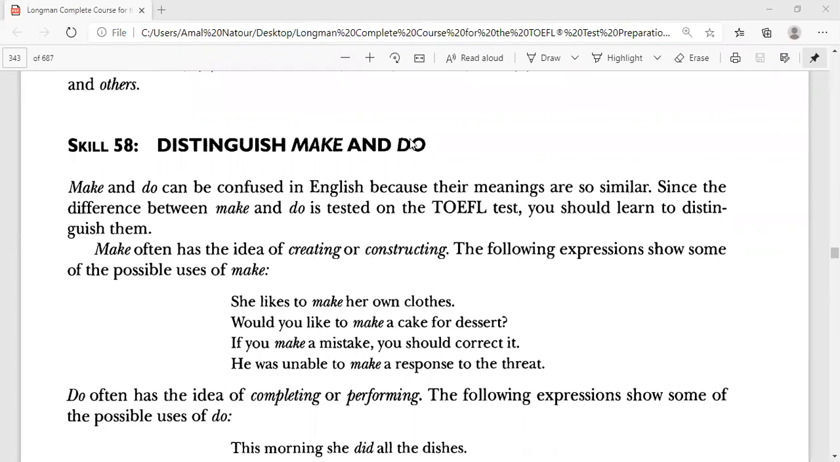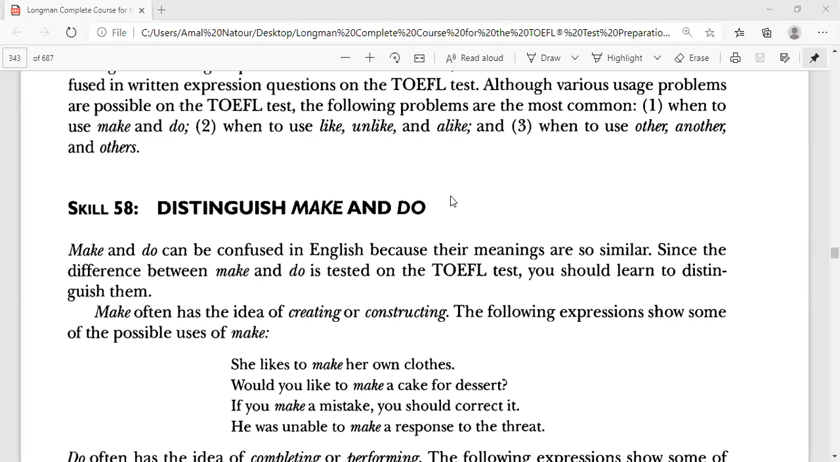But when we're talking about do, it has the idea of performing or completing something. Just doing it without being creative. It doesn't need from you a mental effort. It's just performing it, doing it without using maybe your mind while doing it. It doesn't need from you, as I've said, mental efforts. So when we use do, we mean complete something or perform something.